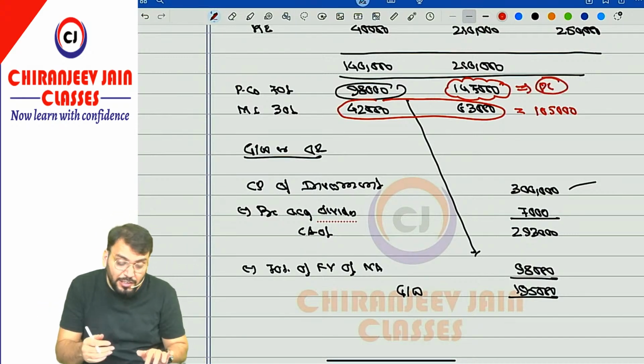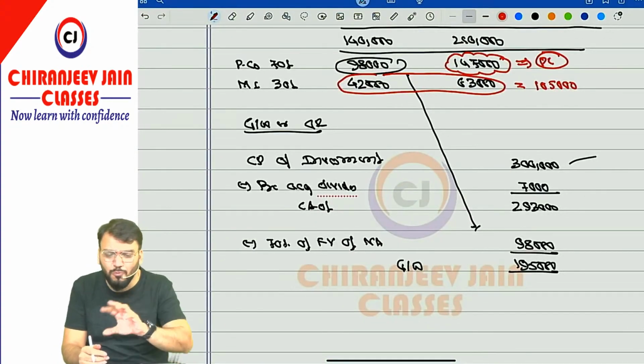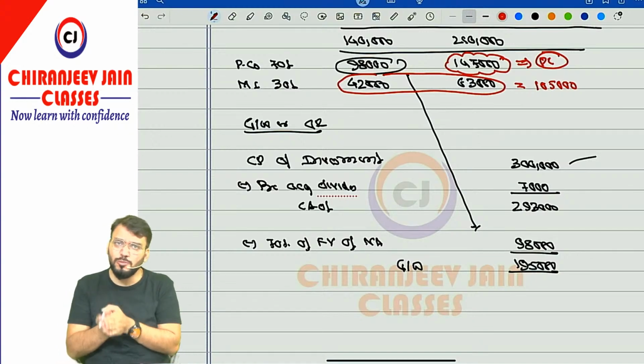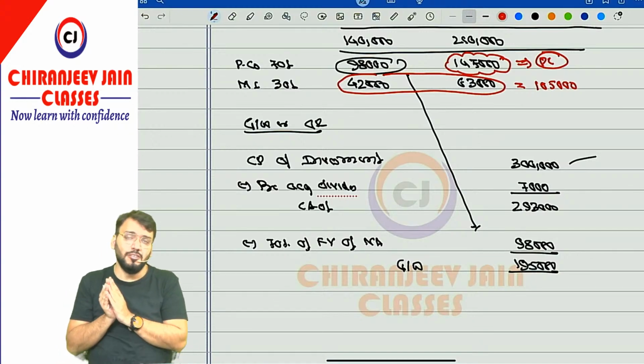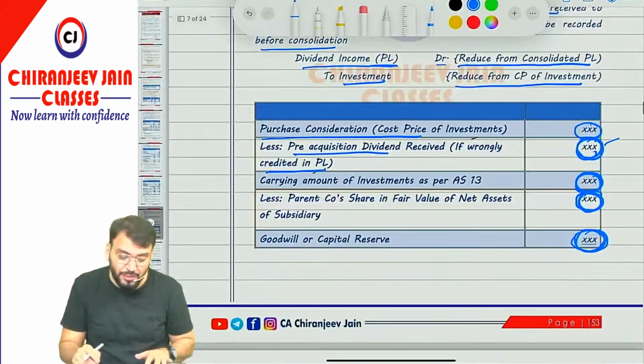So these three working notes are very important. If you have understood this much, can I say one part has been completed, because most of the questions will have dividend paid. Understood this point? Yes, sir. So dividend received also you have understood?